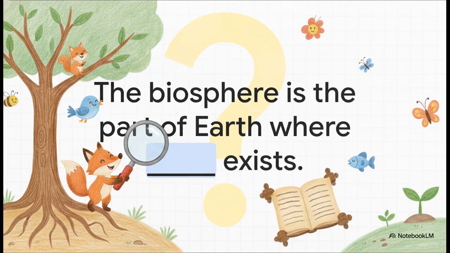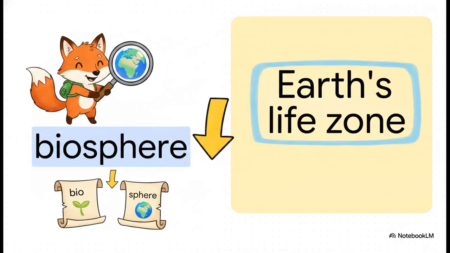Let's put that rule to the test. Fill in the blank for me. The biosphere is the part of Earth where blank exists. Think back to that core definition we literally just established. Now, what's really cool here is how root words practically hand you the answer. The blank is life, because biosphere literally translates to Earth's life zone. You see, you never have to guess what these big academic words mean if you know the code. Bio means life, and sphere is the zone. It's like a giant puzzle, and you've got the cheat code.